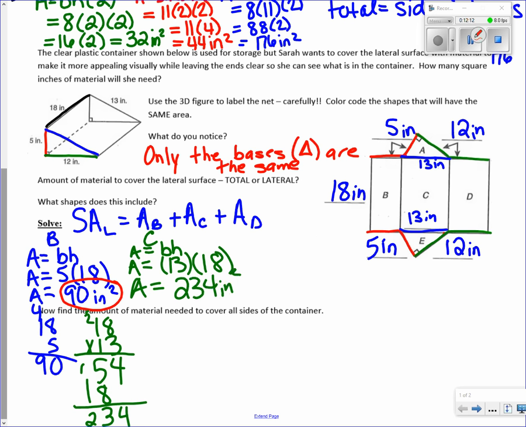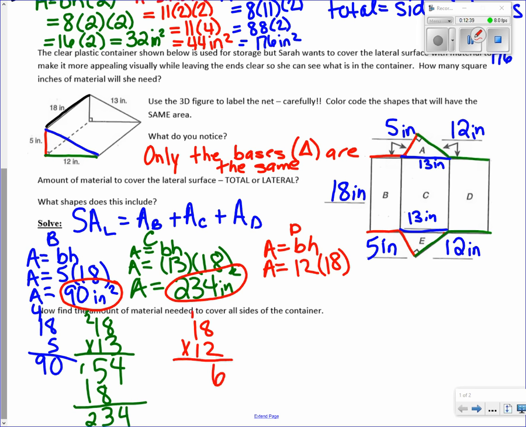So that is 234 inches squared. Let's put it there. And now we're going to do another color. D. Area equals base times height. 12 times 18. So area equals 216 square inches.